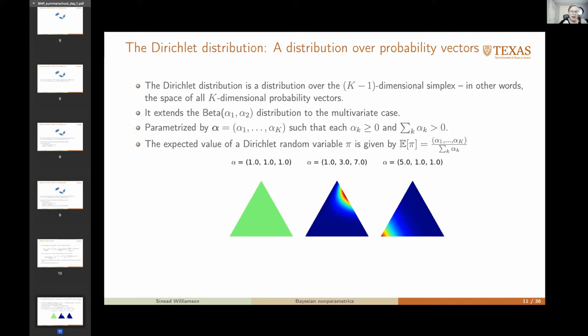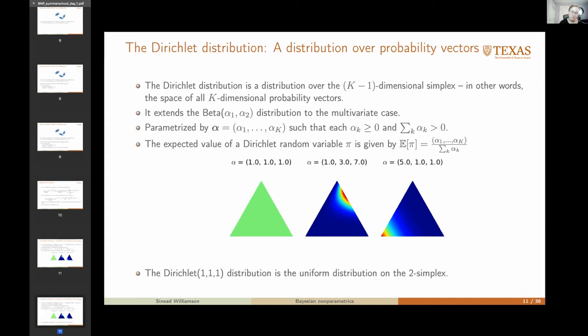And it's parameterized by a vector of positive numbers. And if we take this vector of positive numbers, alpha, and we normalize it, that gives the expectation of the Dirichlet. Right? So here on the left, I have a representation. Each of these triangles is a representation of a three-dimensional probability vector. Right? So the corners correspond to 1, 0, 0; 0, 1, 0; 0, 0, 1. And then the very center corresponds to a third, a third, a third. And if we have alpha equals 1, 1, 1, then that's actually just the uniform distribution on the two simplex, on the space of all three-dimensional probability vectors.